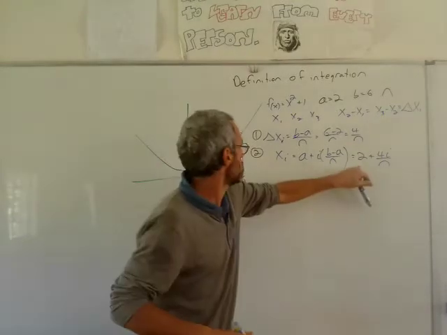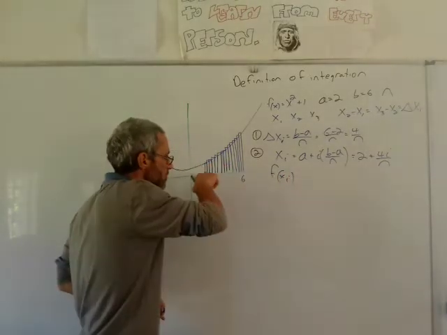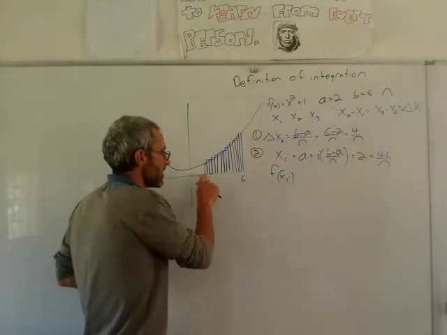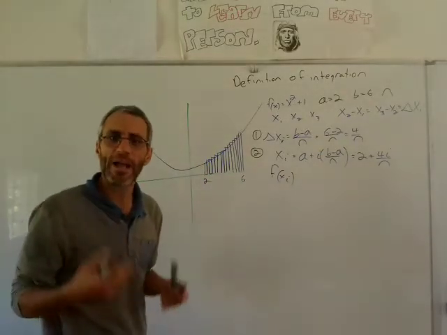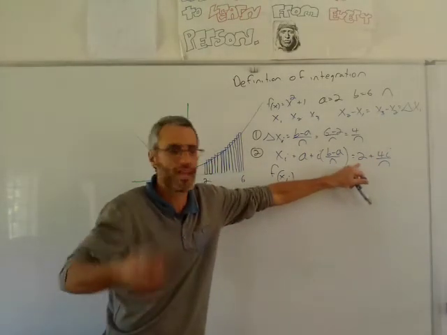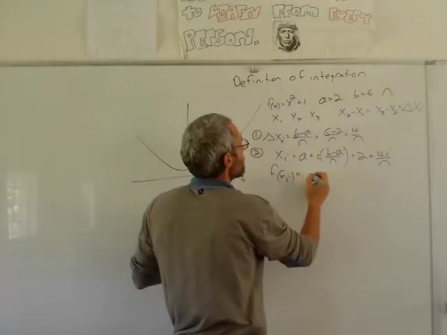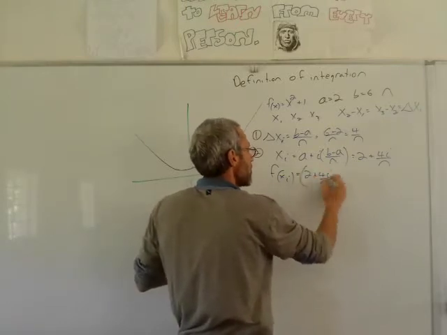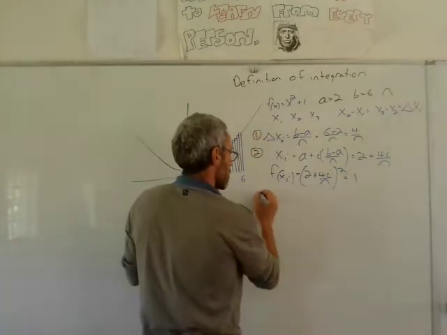Now, using that xi, what I'm really after is f of xi, because remember, we calculate the area of each block and then add it up. To calculate the area, I need the width. Now I need the height. The height is the y value at that specific x. So first I had to find an expression for the x, and now I'm going to substitute that in place of the x. So f of xi is going to be 2 plus 4i over n, all squared, plus 1.